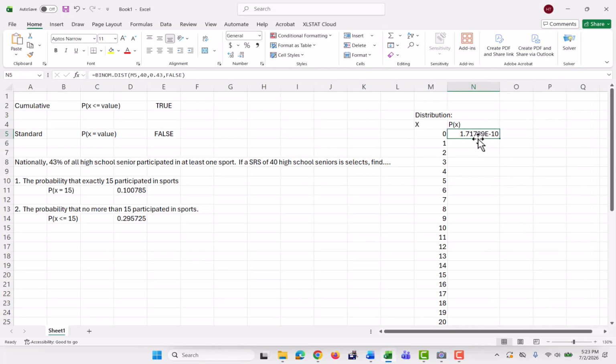So the probability of being 1 is very small. What that 1.71789 e negative 10 is really saying is 1.718 times 10 to the power of negative 10. In other words, the decimal point is being moved over 10 spots to the left. So that's really saying 0.0000000001718.